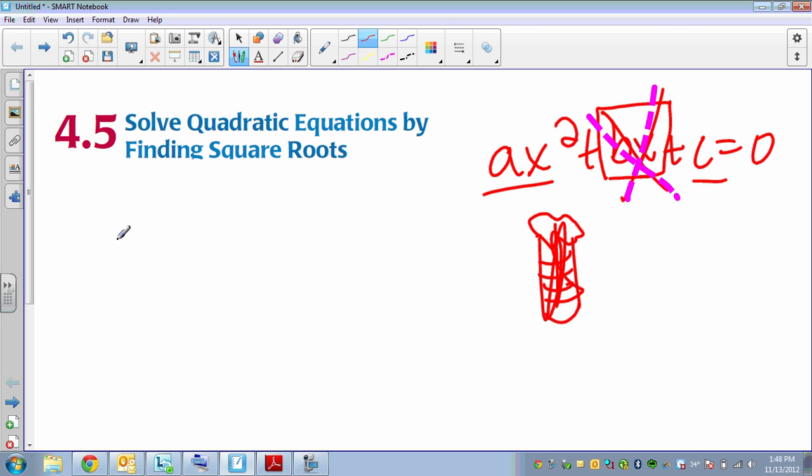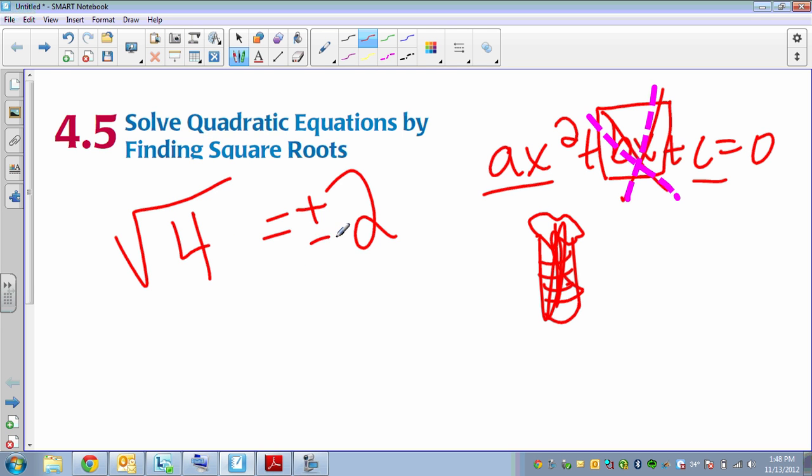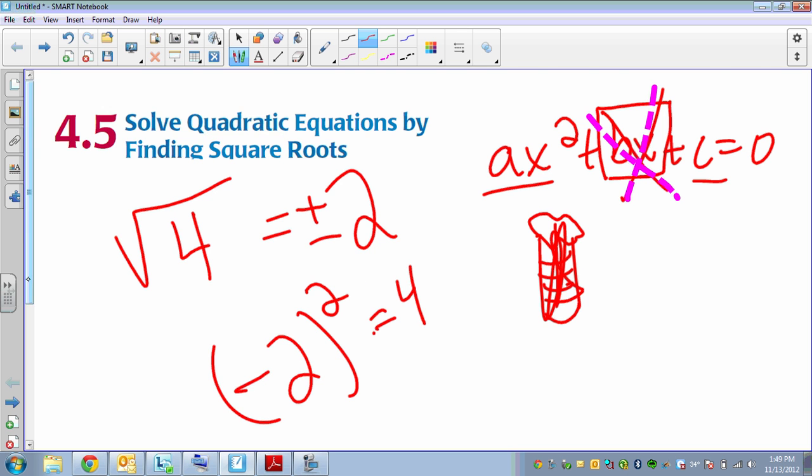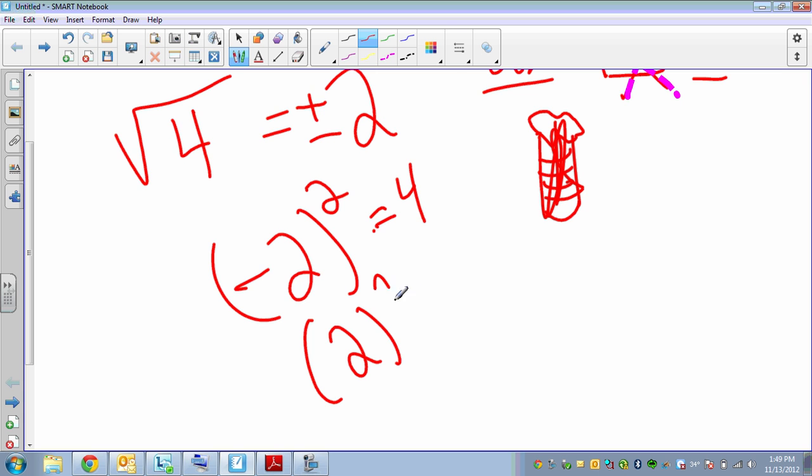So square roots look like this. Here's an example: square root of 4. Well, the main difference that we're going to say today is that usually we've always said square root of 4 equals 2. The problem is that doesn't cover all the bases. Actually, it equals plus or minus 2, because negative 2 squared gives you a positive 4, and 2 squared gives you a positive 4. So we're going to have two answers.